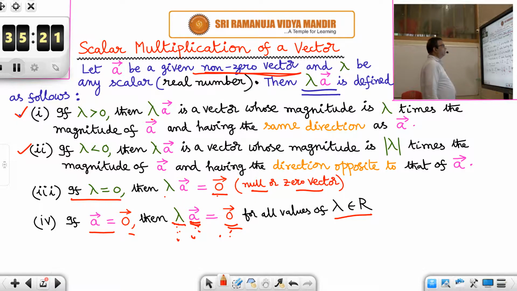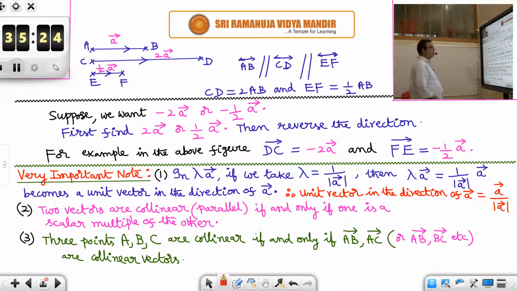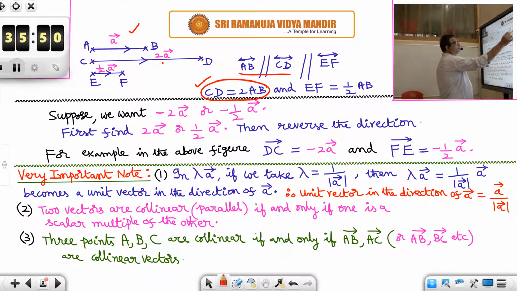So in the next page I am giving diagrams. See, AB bar is A bar. You want 2A bar, what you have to do? Just increase the length to double. So CD bar is 2A bar. The CD length must be equal to 2 times AB length. Here I have written, the length CD must be equal to 2 times AB, and AB and CD should be parallel. Arrow must be in the same direction. So direction does not change, just the magnitude doubles.